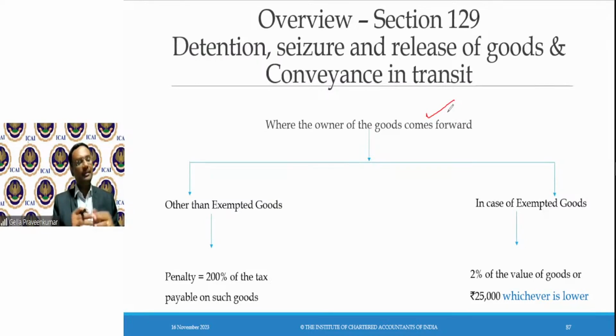...if the goods were transported without an invoice or without an e-way bill, forgive our mistake. If the owner comes forward, the penalty is lesser in this case. This is what section 129 talks about.